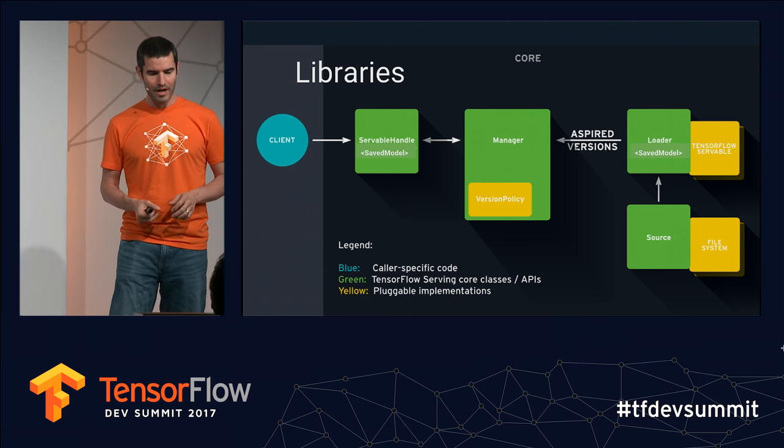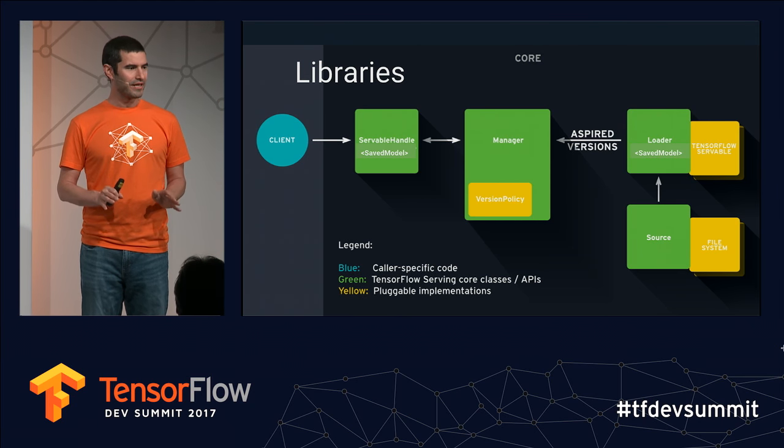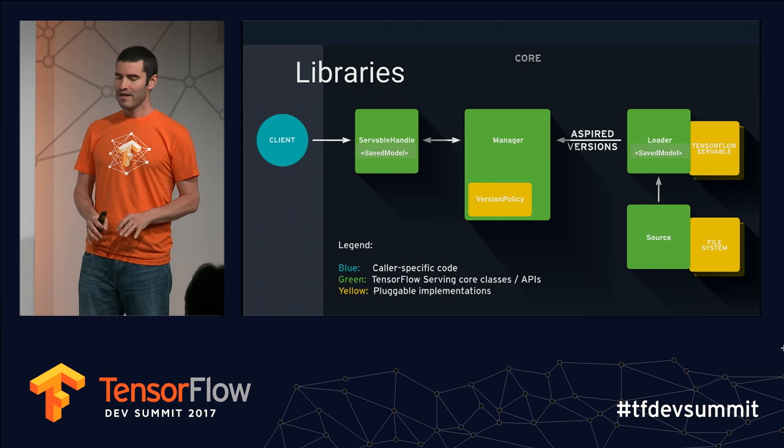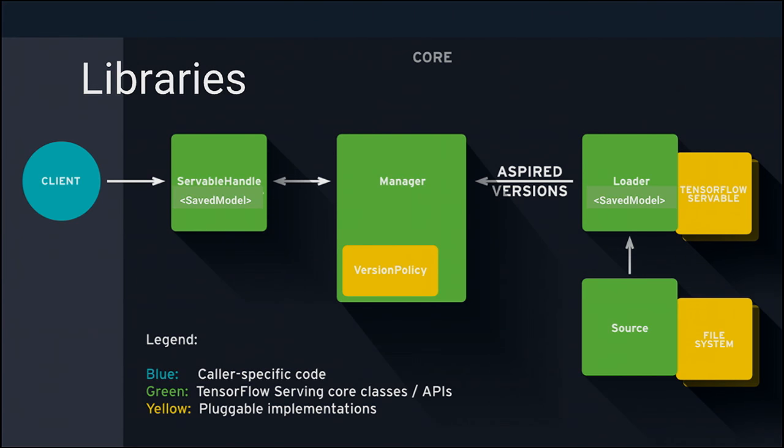OK, so I'm going to walk you through this. Hopefully, this is not too complex. This is our libraries at a high level inside TensorFlow Serving. And they're also arranged here exactly as they are inside our binaries that we pre-build for you. So the green boxes are our standard abstractions with APIs. And the yellow boxes are plugins into those abstractions.